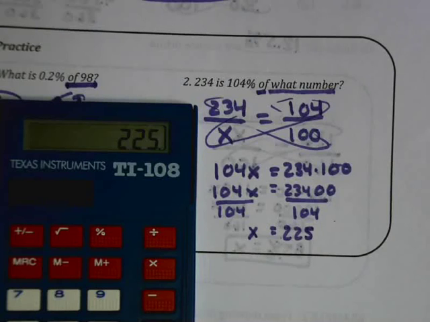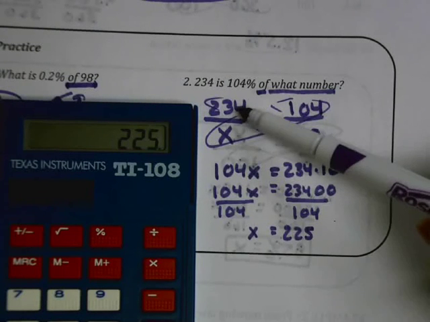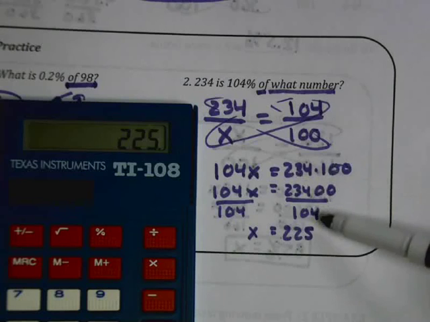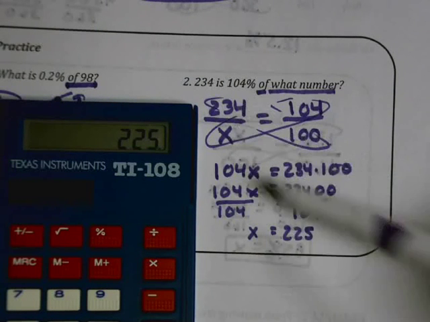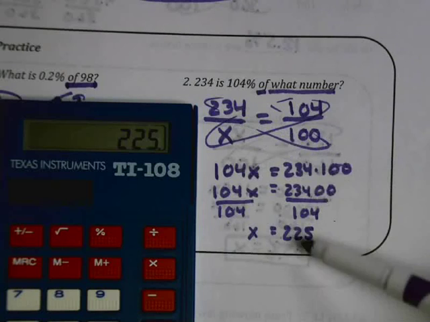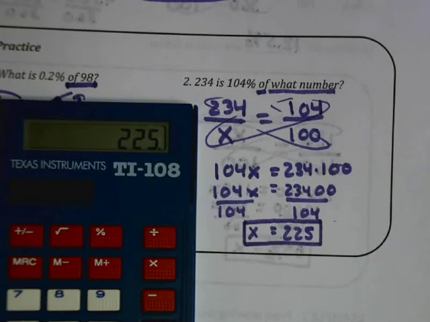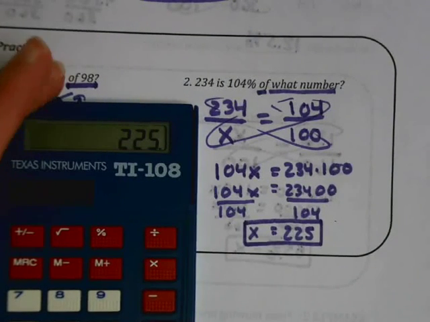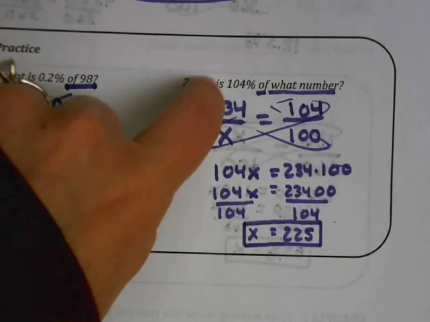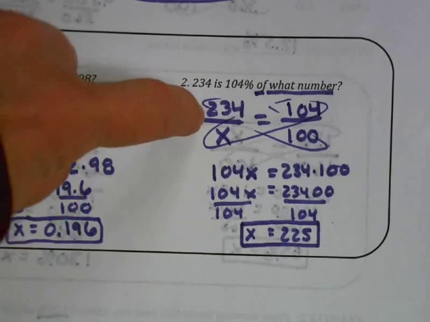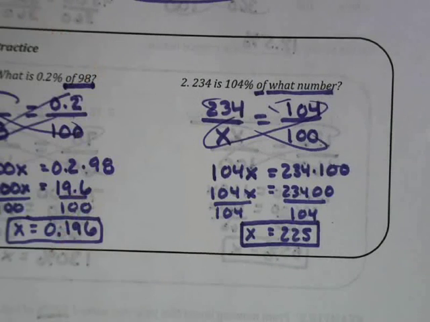Let's see if that makes sense. 234 was 104% of something, so it should be a little bit more than the whole. All right. So 234 is a little bit more than that 225. It could be 104% of 225. I will buy that. So your practice today is just going to be to set these up and put the numbers in the right place. We know you can do the cross products to solve it. It's setting up that's the tricky part. All right, have fun.